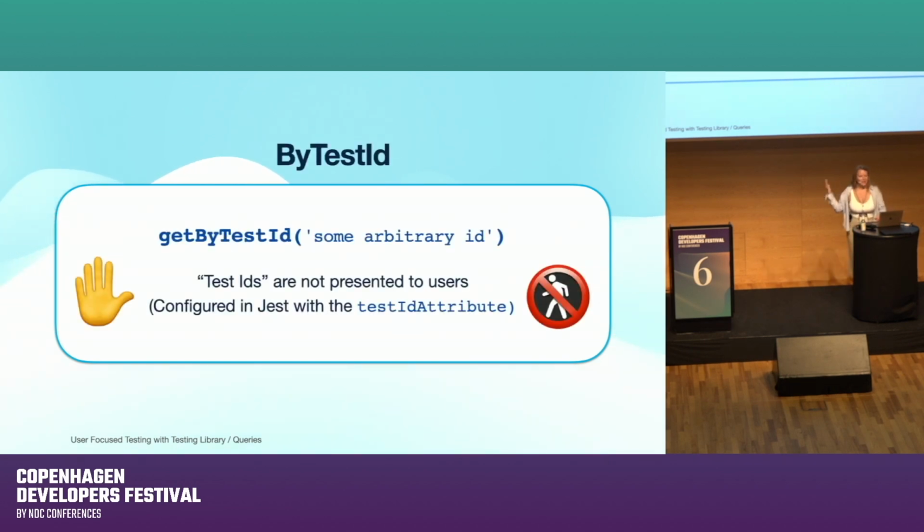Query by test ID is not accessible and not otherwise advised with testing library except in cases where it's not practical to match by role, label, or text. Test IDs are an escape hatch, not a front door. Test IDs are not being presented to users and they're not part of the user experience, so I would avoid using them at all costs.